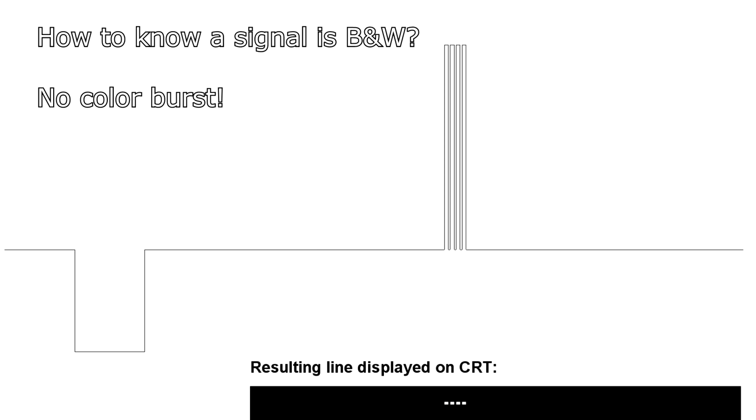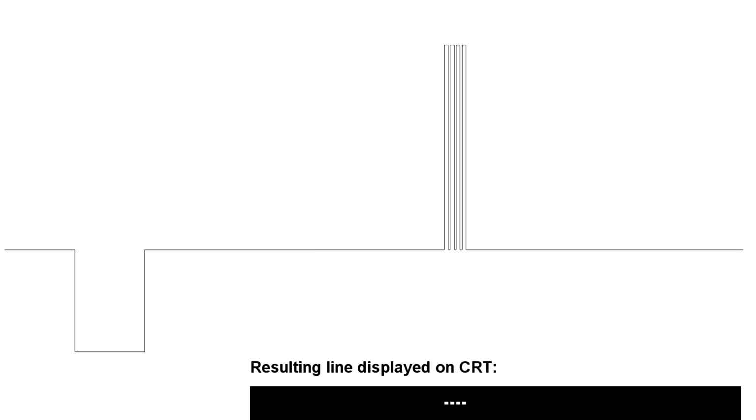But how would the TV know that the signal was only supposed to be black and white? No color burst. So, no color burst, no color processing, pure black and white image. So how did early computers get around this? Send a perfectly crafted black and white luma signal with the color burst signal at the beginning. Done!